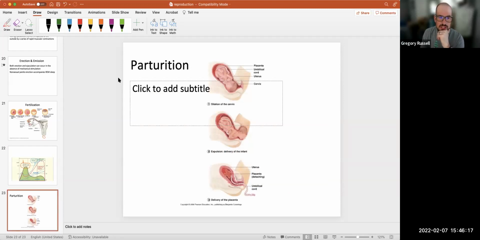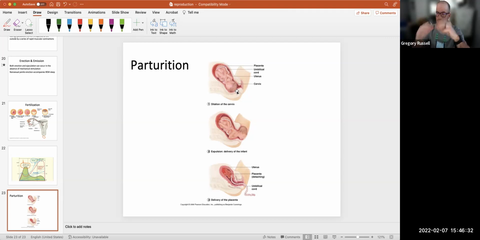Finally, we have childbirth. Childbirth, or parturition, occurs in 3 phases. There's the dilation of the cervix. That's that positive feedback loop that I talked to you about earlier in the semester, as the cervix gets bigger and bigger and bigger to allow for the passage of the baby. There's the delivery of the infant, and then finally the delivery of the placenta as it detaches from the uterine wall.